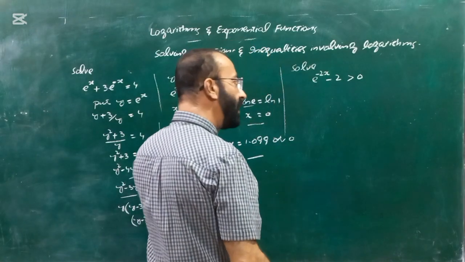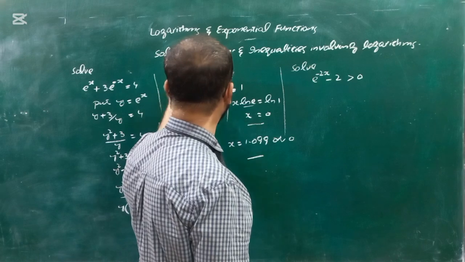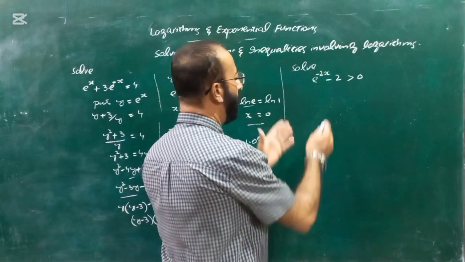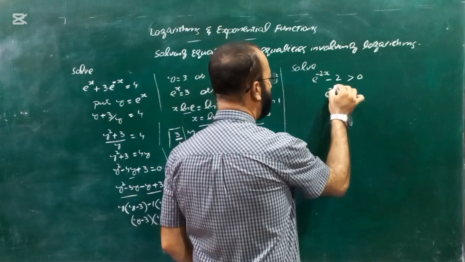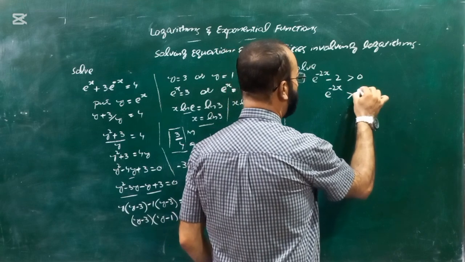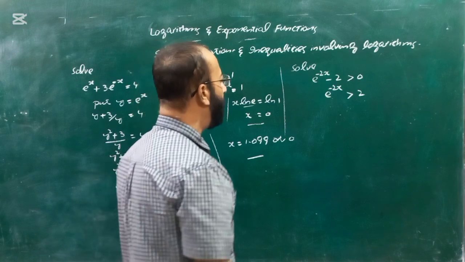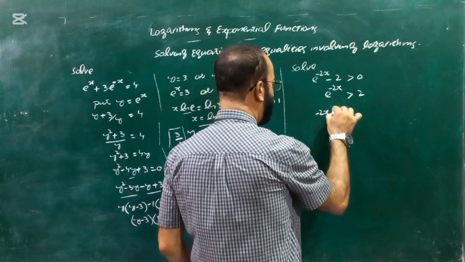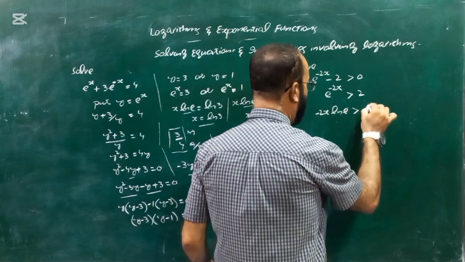Here is another question, and this is an inequality. Because today's topic was solving equations and inequalities, here is an inequality, and the requirement is to solve it. So in the first step, e raised to power minus 2x will remain here, and this minus 2 will go to the right side. So this will be the step now. Okay, taking natural log of both sides, so minus 2x natural log of e will be greater than natural log of 2.